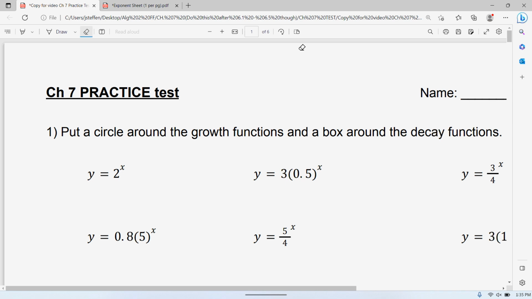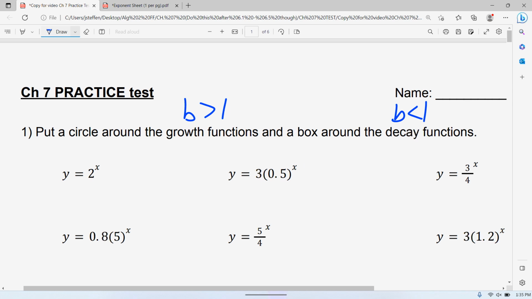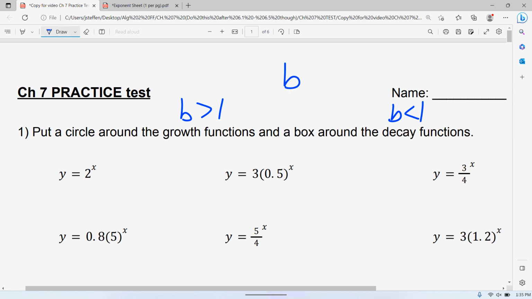Put a circle around the growth functions, put a box around the decay. Now the growth functions are when your B is greater than 1. Your decay problems are when B is less than 1. Now technically it's between 0 and 1, but as long as it's less than 1 for our purposes, we're okay. The B term is always the number that is raised.